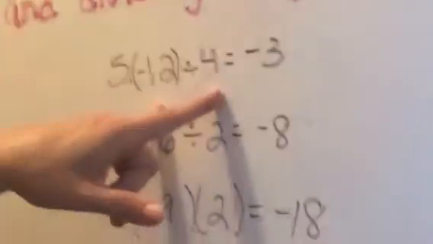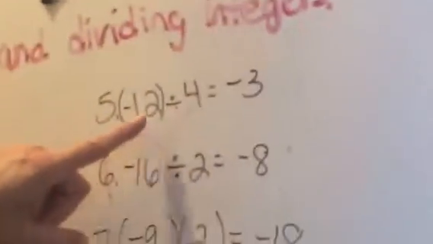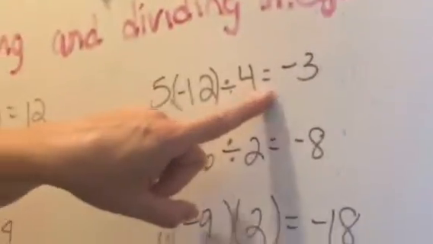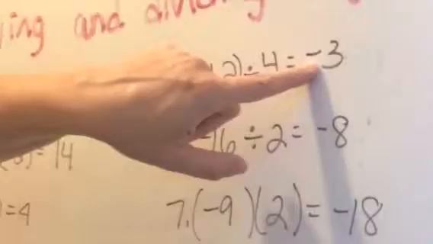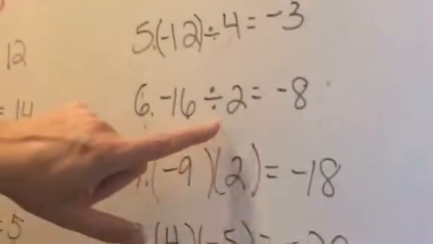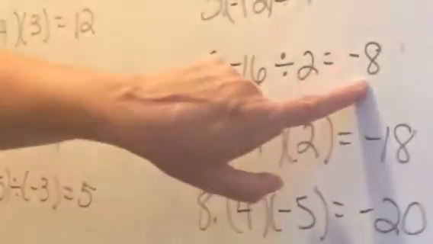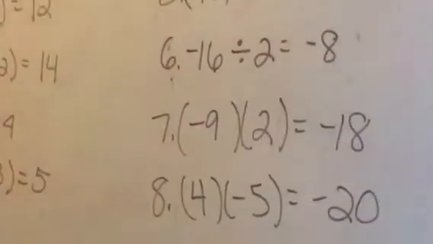Okay, number 5. Now I'm going to have some different signs. Negative 12 divided by 4 equals negative 3. Notice the signs are different. It's going to be negative. Negative 16 divided by 2, the signs are different. The answer is negative 8.